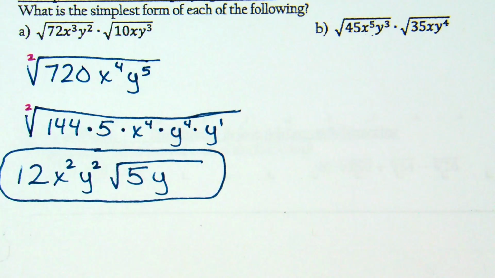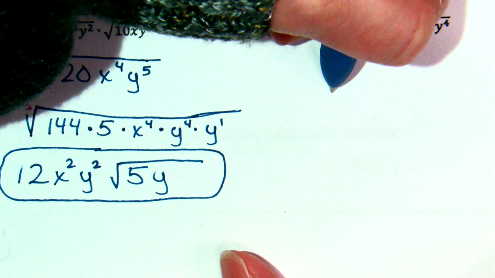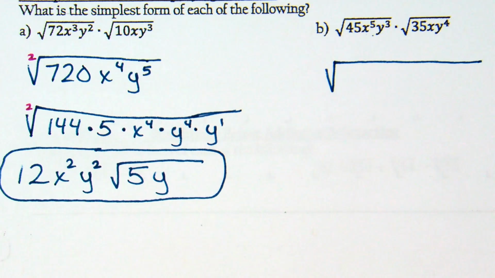What am I going to suggest you do first? Multiply them together. Hello. Okie dokie. You're welcome. Bye.